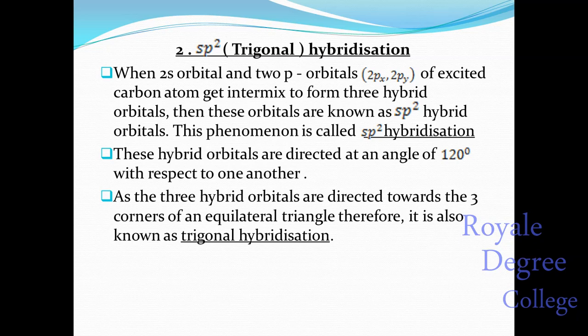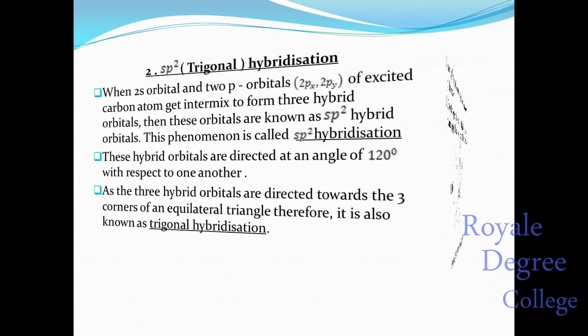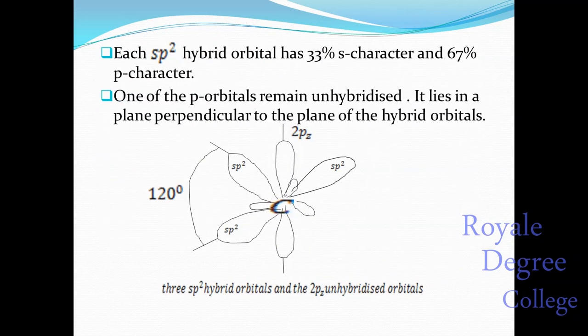As the 3 hybrid orbitals are directed towards the 3 corners of an equilateral triangle, it is also known as trigonal hybridization. So here, how many sp2 hybrid orbitals are there? 3. Each sp2 hybrid orbital has 33% s character and 67% p character. One of the p orbitals remains unhybridized, which is not taking part in the hybridization. Which orbital? That one is 2pz.